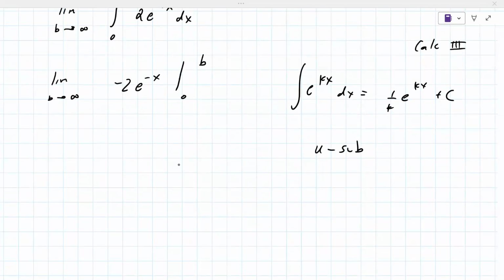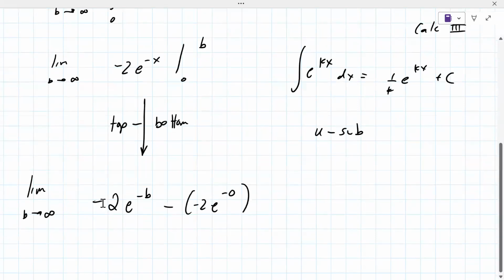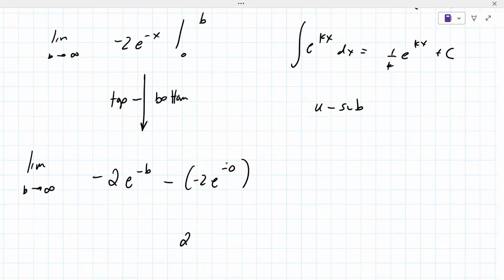So the next step in our progression is you do top minus bottom, right? Top minus bottom. You learned that earlier in the course, in your previous course. Minus 2e to the minus b minus 2e to the minus 0, limit as b goes to infinity. So on the one on the right here, it's 2e to the 0. e to the 0 is 1. Just rewriting some notation, this part right here is 2. 2 times 1 is 2.